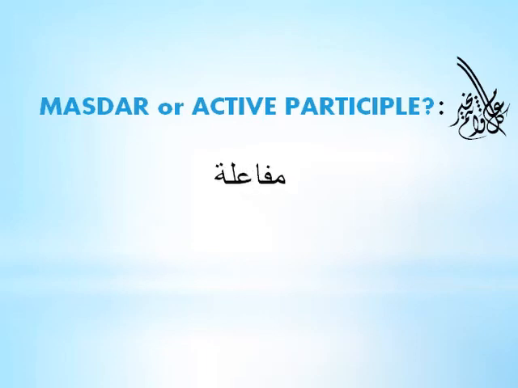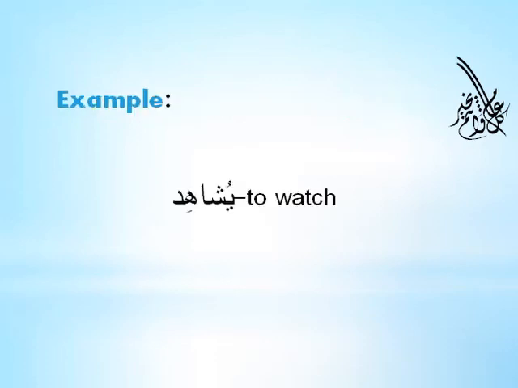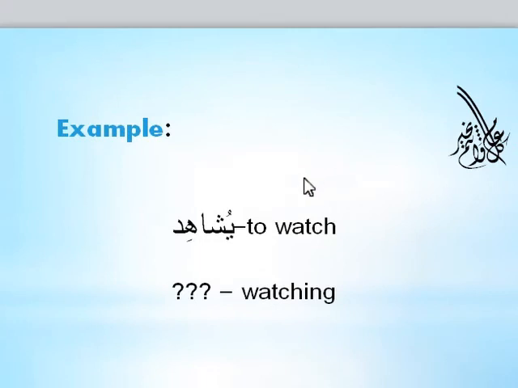So again, what's going to tell? Yes, that's correct, the context. So, let's take an example. Here is, again, a measure 3 verb that we've seen before. Yushahid. Yushahid is to watch. We just derived that one. Yushahid is to watch. Now, we want the verbal noun for watching something.